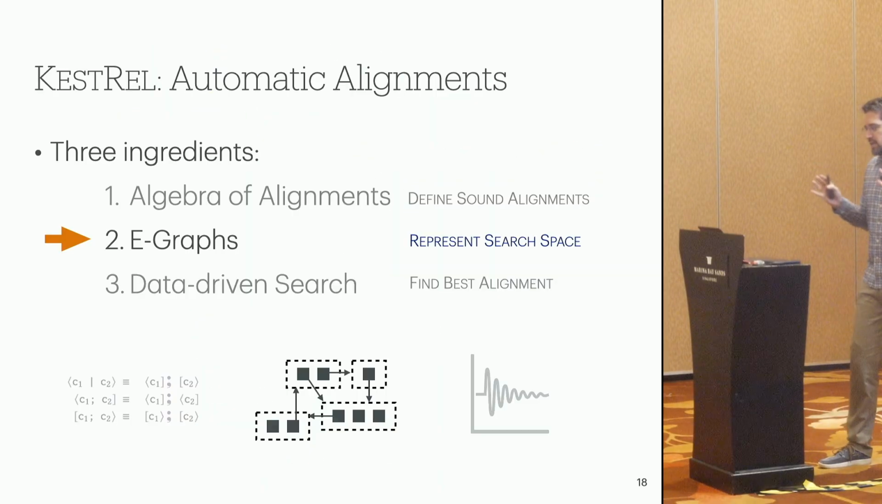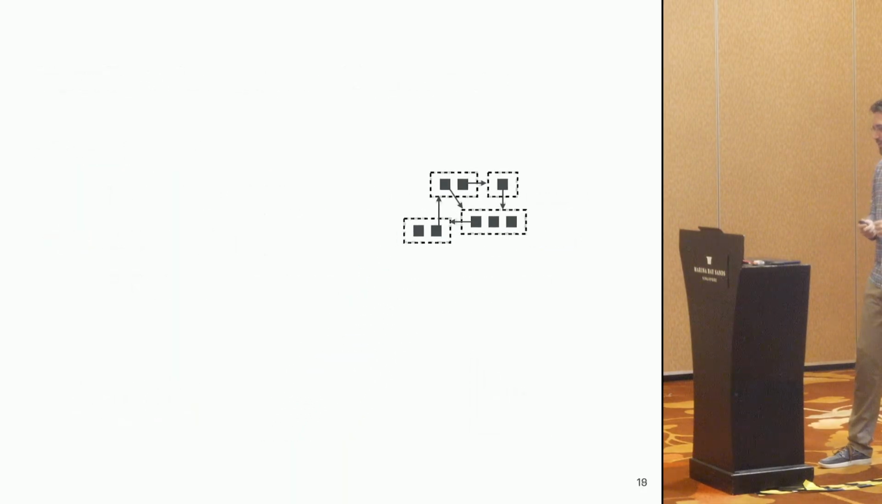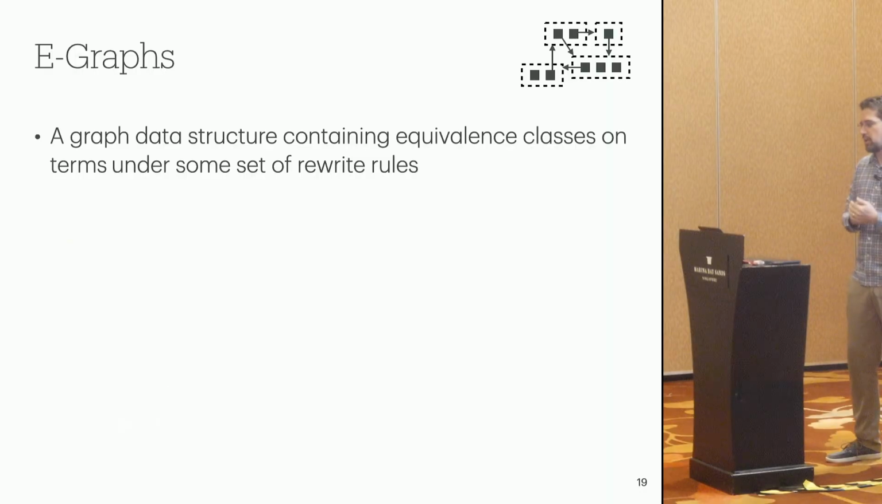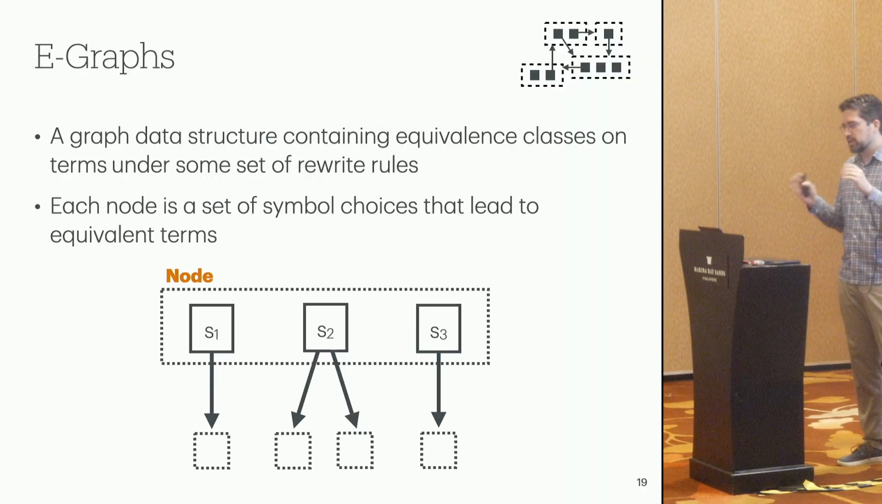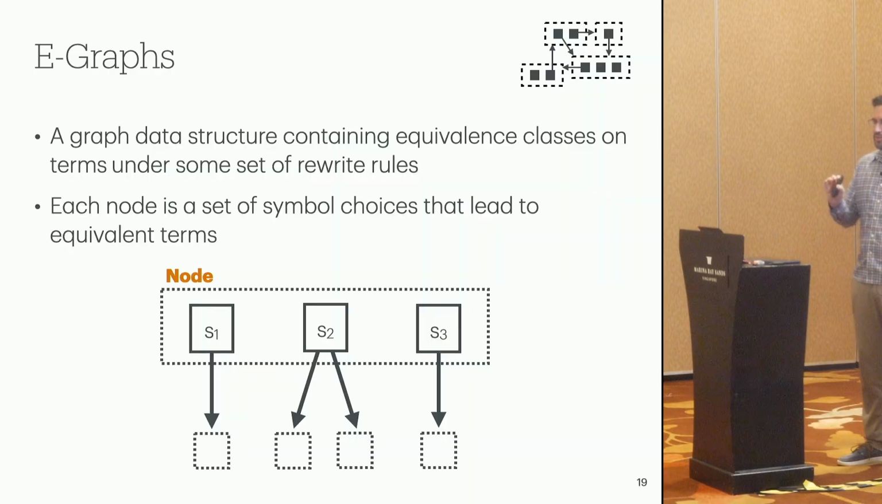Okay, so once we have this algebra and these rewrites, we want to know all the possible ways we can rewrite something so that we can start searching over it. So we use egraphs for this purpose. Egraphs are graph data structures designed to represent equivalence classes on terms under sets of rewrite rules. So that's exactly what we want. Each node in an egraph has a set of symbols that you can choose. You pick one symbol in each node to put into your AST, then go down the branches and do it recursively.